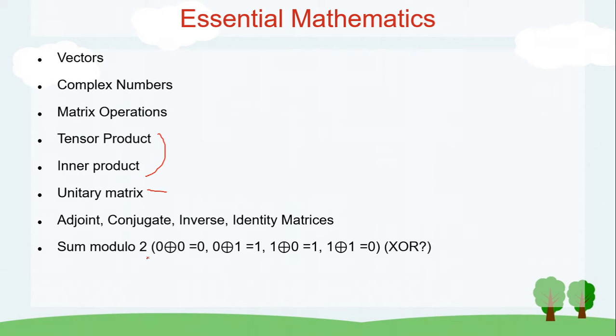It's nothing but adding two numbers, dividing by 2, and whatever the remainder, that is the answer for sum modulo 2. So here we have been given 0 bit and 1 bit. 0 plus 0 is 0, we know, and 0 plus 1 is 1, remainder is 1. Only here is slightly different. 1 plus 1 is 2, so remainder is 0. And the people who are familiar with classical gates, they know that this is nothing but the XOR operation.